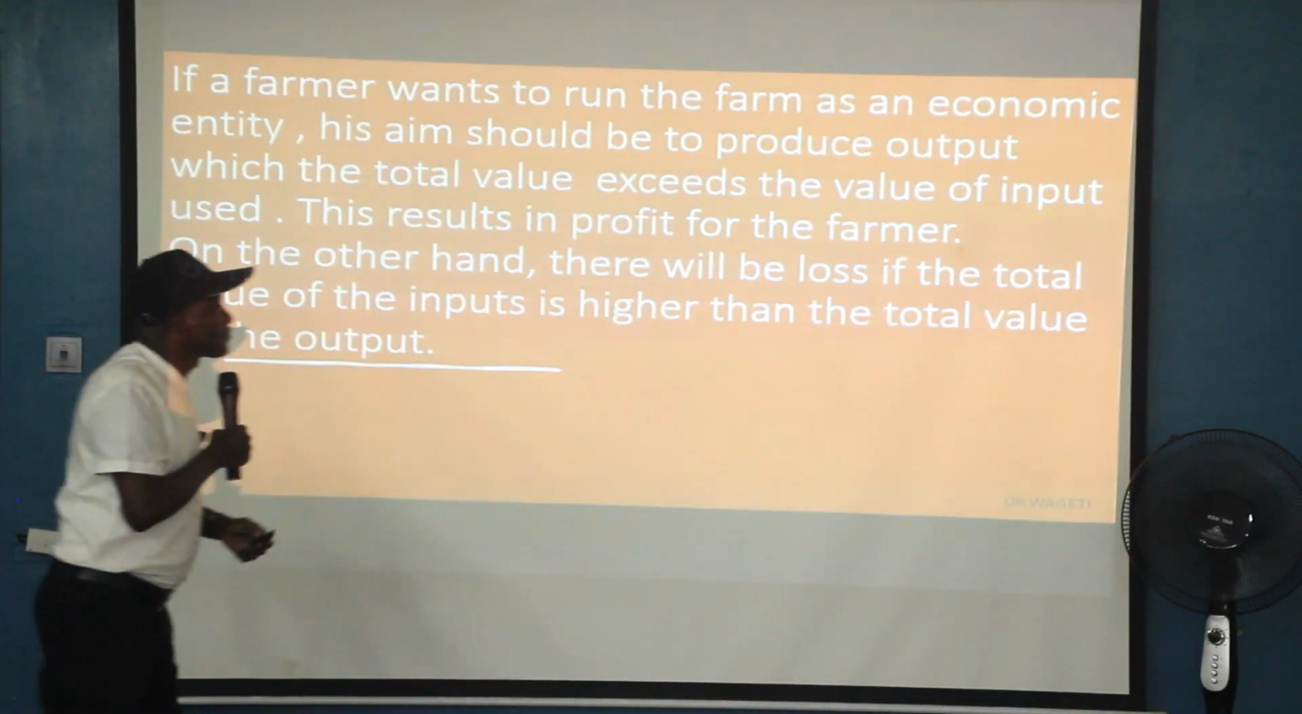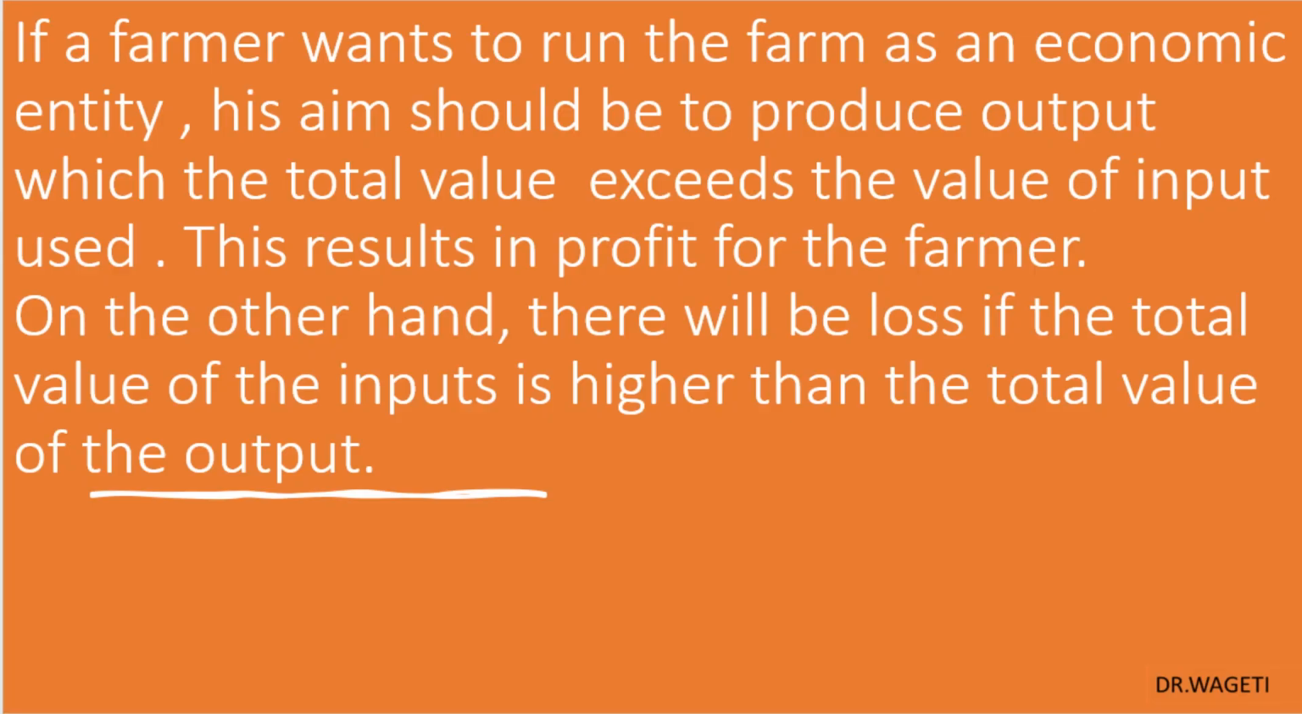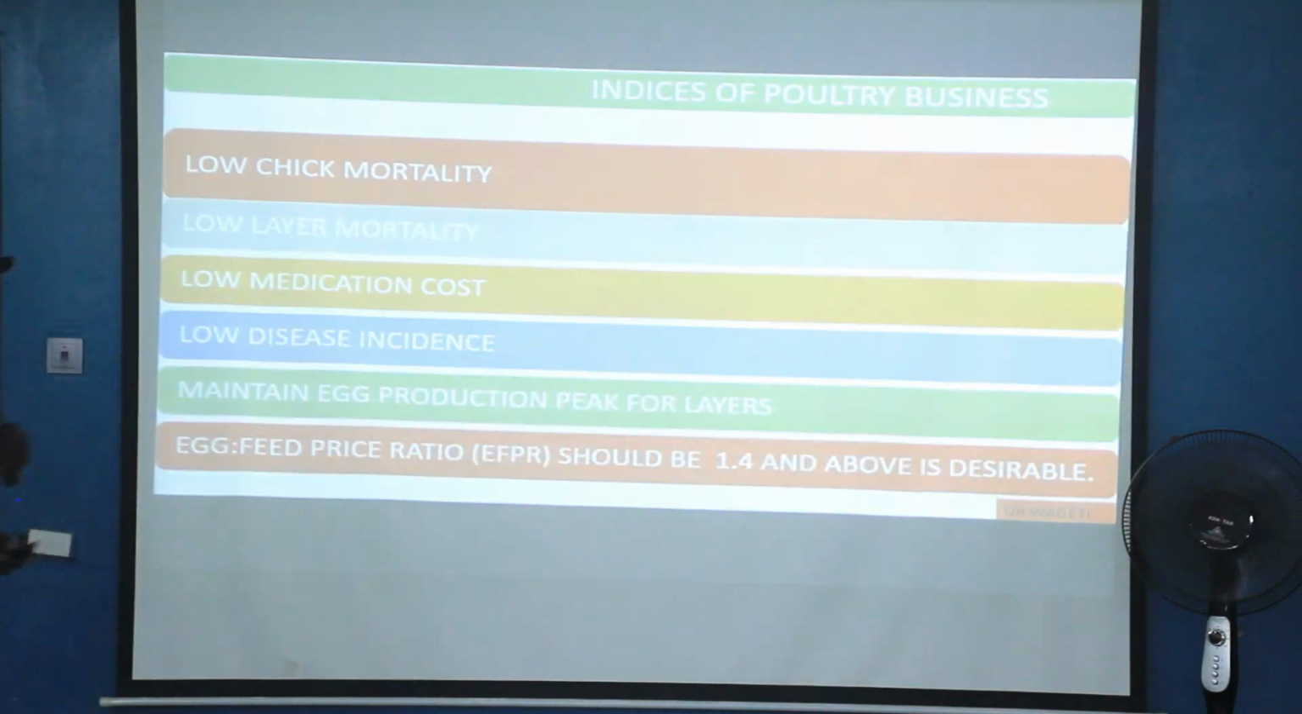That's a layer. So if a farmer wants to run the farm as an economic entity, like all of us who are farmers now, his aim shall be to produce output whose total value exceeds the value of input. Yes or no? Yes, sir. So the result is important for the farmer. On the other hand, there will be a loss if the total value of the input is higher than the total value of the output. And the only way out is efficiency. We have to improve on our efficiency.